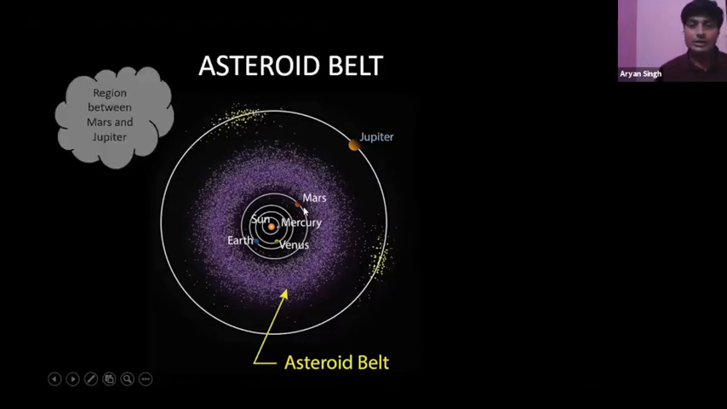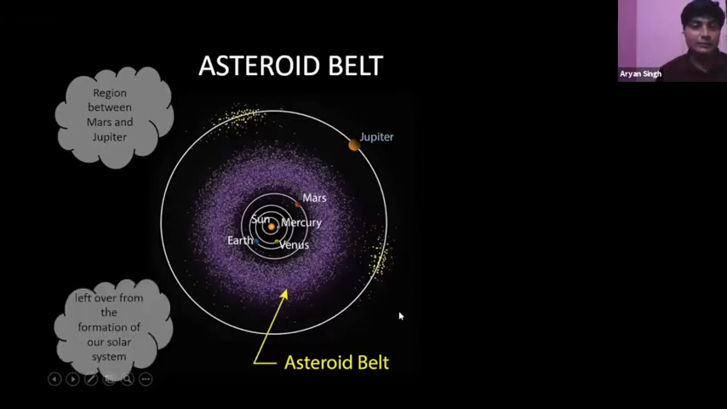So I've already told you this is the region between Mars and Jupiter. Okay, let's revise the second point. These are leftovers from the formation of the solar system. Do you know when the solar system was being formed, the first thing that was formed was the sun, and then started the formation of planets. Okay, ye pehle se hi system nahi bana hua tha, ye evolved hua dheere dheere aur solar system bana. So when the planets were formed, between Mars and Jupiter there was supposed to be a planet, okay, but it didn't get formed, it's in pieces.